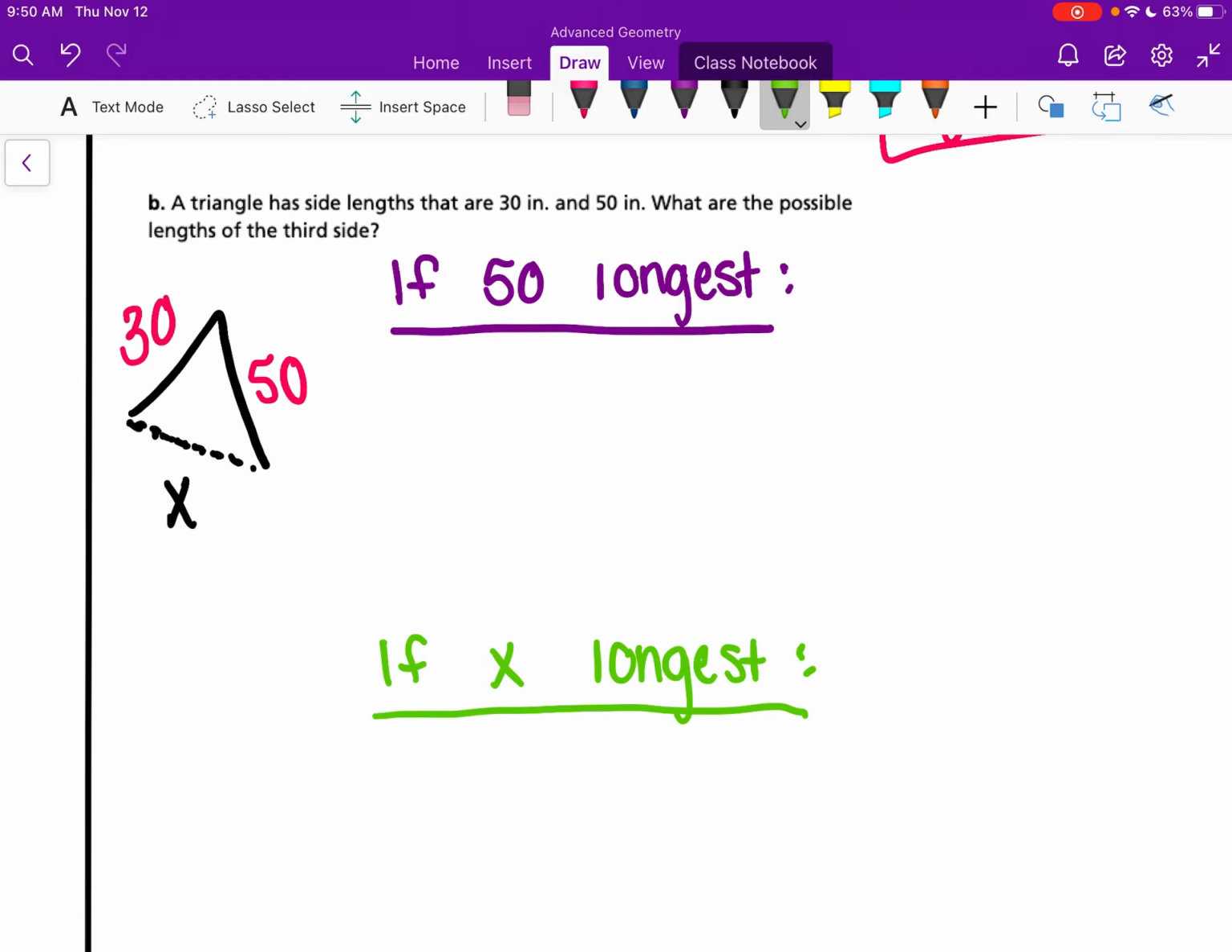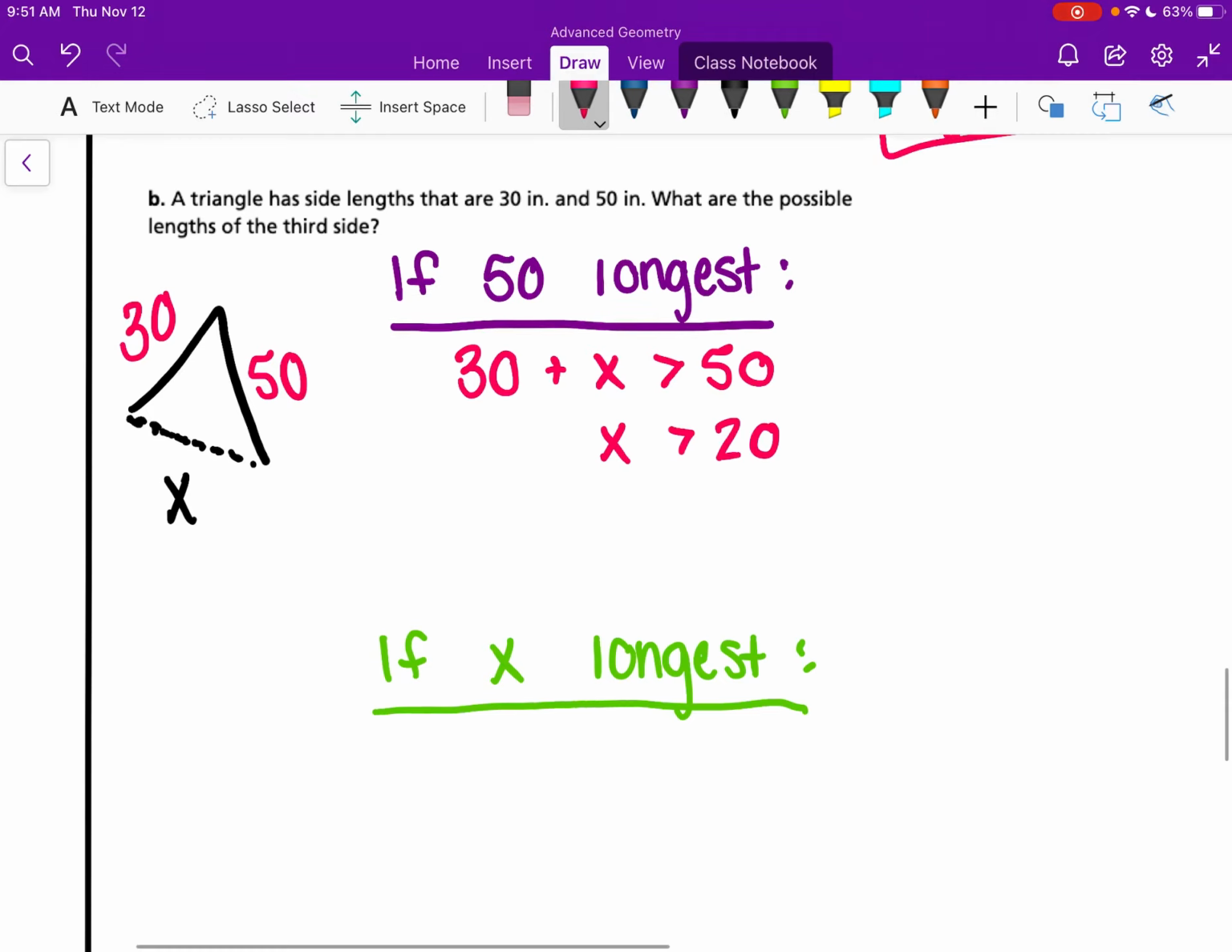And that's what we're going to base this on: either the 50-inch side is longest or our unknown is longest. So let's put ourselves in the mode that the 50-inch side is the longest, which means the two shorter sides would be 30 and the unknown. So we would have 30 plus our unknown has to be greater than 50, because the two shorter must be greater than the longer. If we solve that, our unknown side has to be greater than 20 inches, if I subtract that 30. So we know x has to be greater than 20 for 50 to be the longest side.